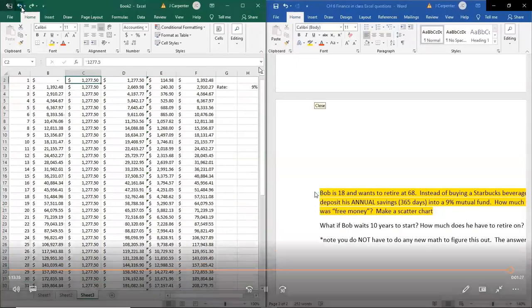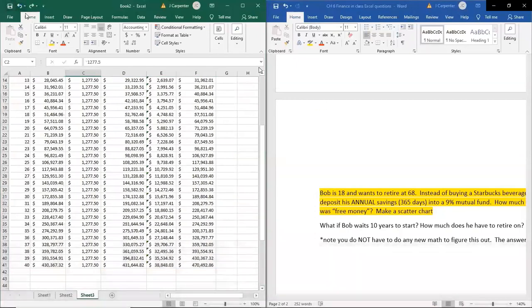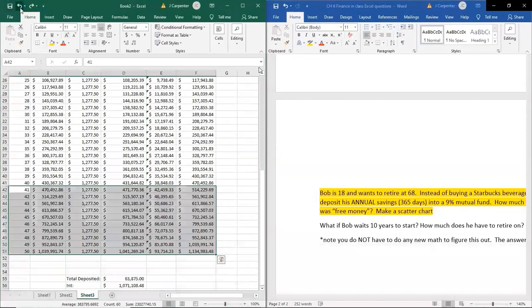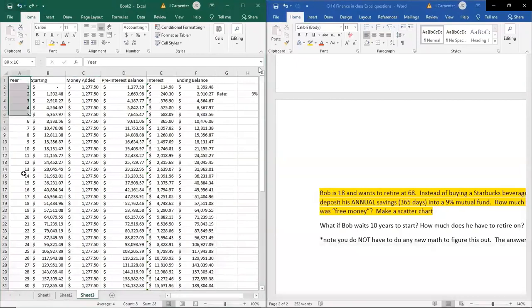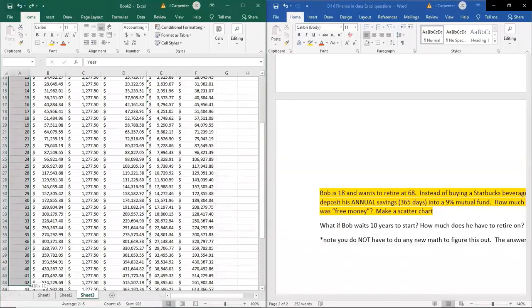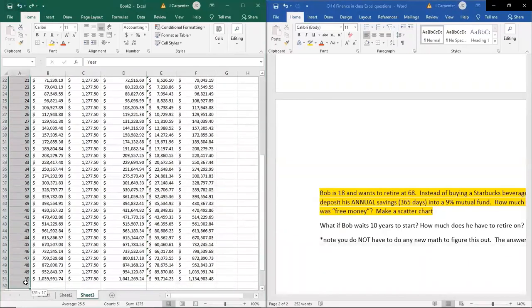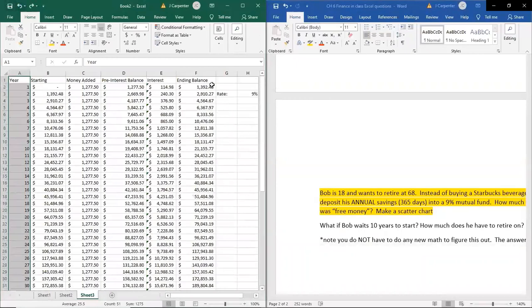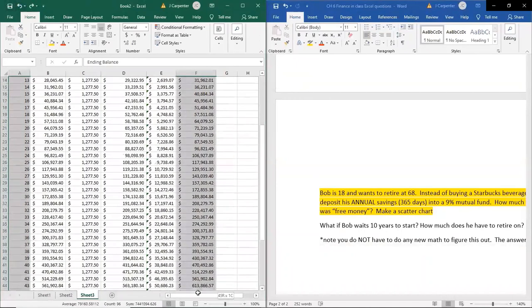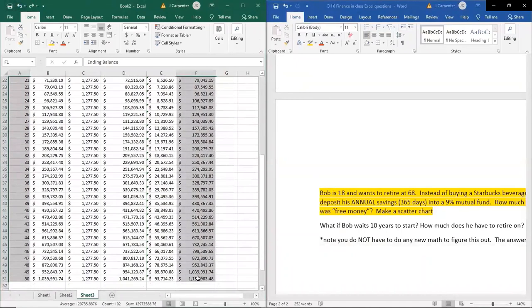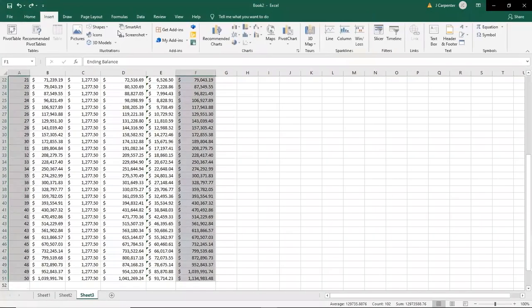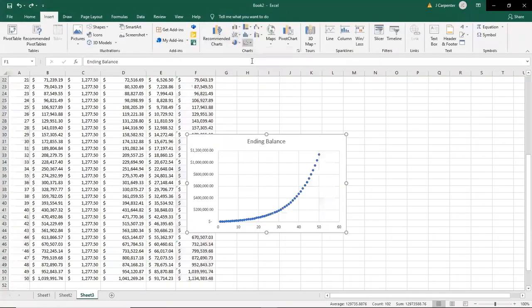Going back to the original numbers with the 50 years. There we go. Let's just highlight the years. I just want you to see the table so you can get a visual of your money exploding. Scroll back up, hit Control, highlight the ending balance, all 50 years worth. We're going to insert a scatter plot.